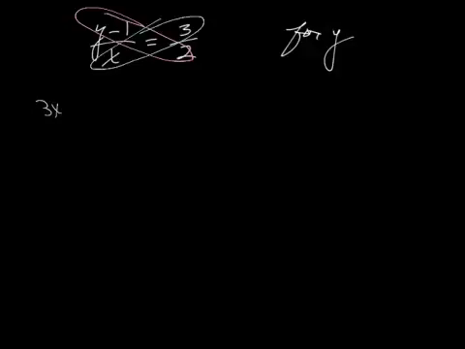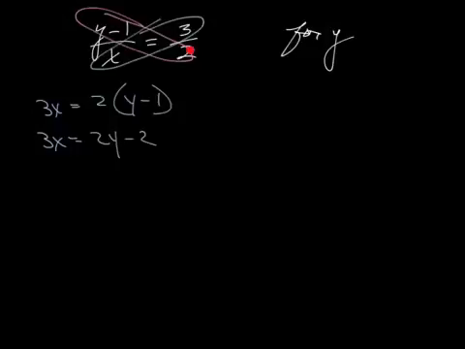So 3 times x equals 2 times y minus 1. So 3x equals 2y minus 2. Notice, I multiplied the 2 times this whole thing. The whole thing, so it's in parentheses, so I distributed the 2 to show that I multiplied 2 by the whole thing. So what am I looking for? I'm looking for y, so I'm going to add 2 here and add 2 here. So I have 3x plus 2 equals 2y.